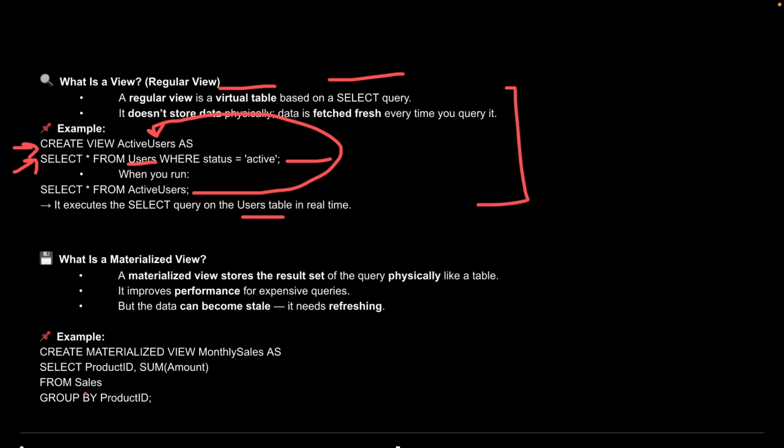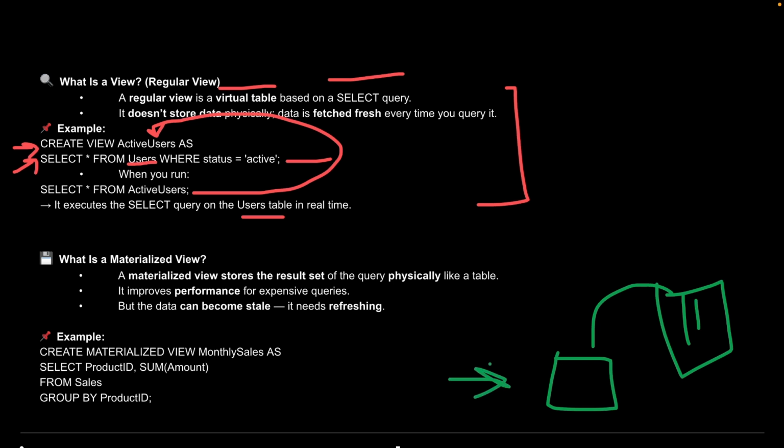Now let's see what a materialized view is. A materialized view stores the result set of the query physically, like a table. Let's suppose you have a table. Instead of a virtual layer, you store the query result into some physical table, and you query this only. So it is kind of a filtered table with some conditions.